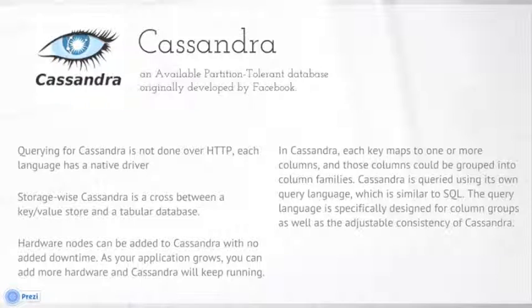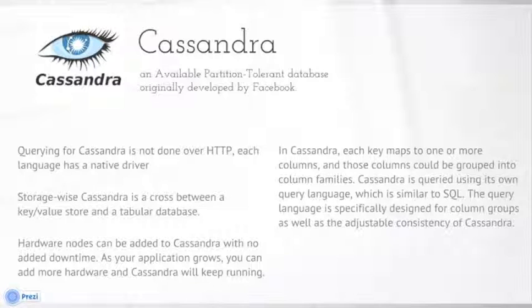Cassandra is an available, partition-tolerant database originally developed by Facebook. Querying for Cassandra is not done over HTTP, and each language has its own native driver. Storage-wise, Cassandra is a cross between a key value store and a tabular database. Hardware nodes can be added to Cassandra with no added downtime. As your application grows, you can add more hardware and Cassandra will keep running.